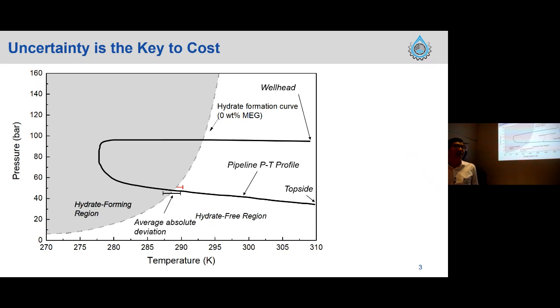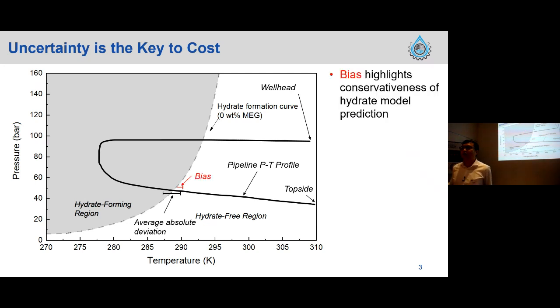Two quantities we care about in particular are the average absolute deviation, which gives us the overall inaccuracy of the model, and the bias, which is going to tell us the conservativeness of the prediction, so whether it's going to underpredict or overpredict the equilibrium temperature. And these quantities are going to change with system fluid composition.